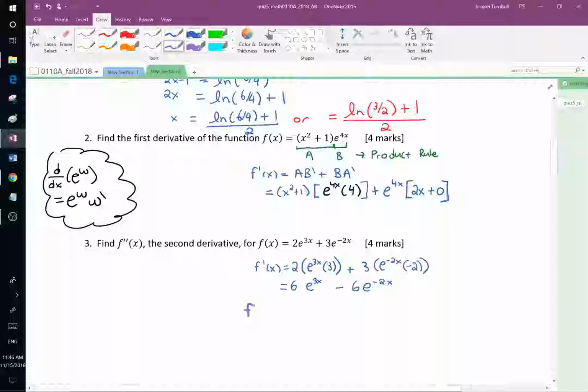So f double prime, we have 6 times the derivative of e to the 3x, that's going to be e to the w times w prime, e to the 3x times 3, and then 6 times the derivative of e to negative 2x, that's going to be e to the negative 2x times negative 2.